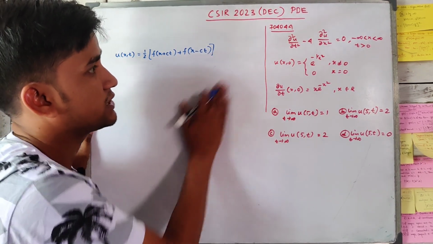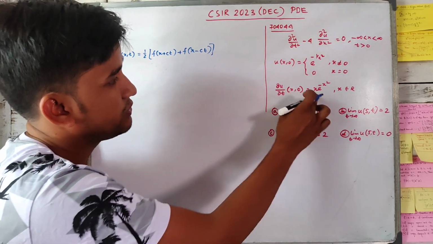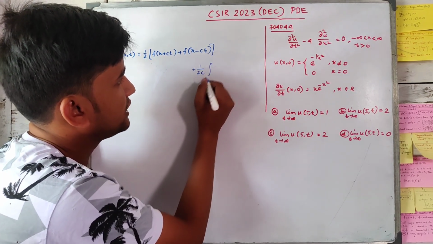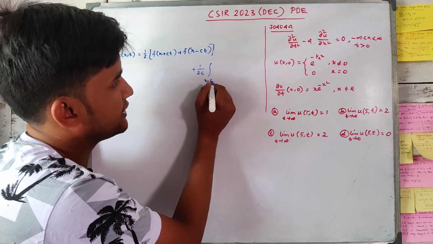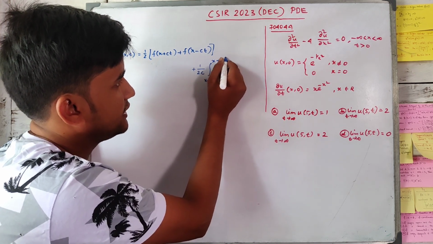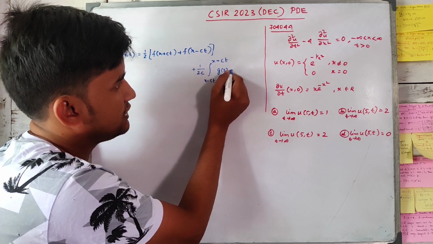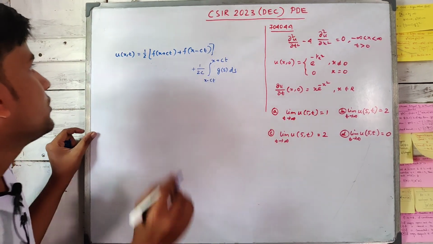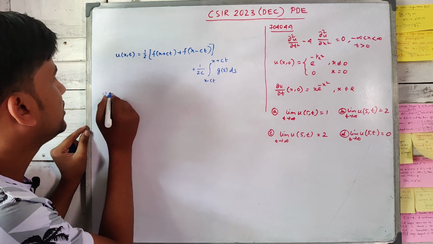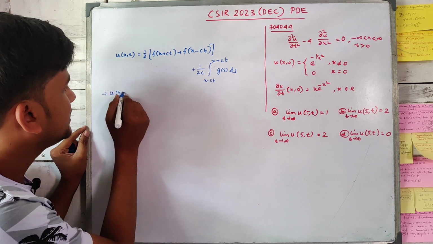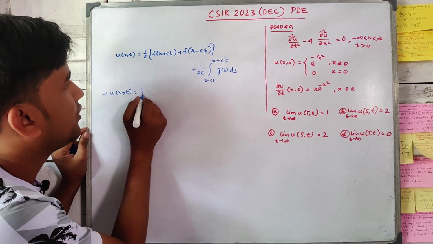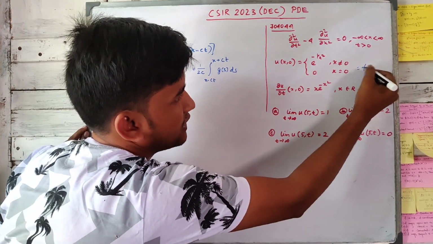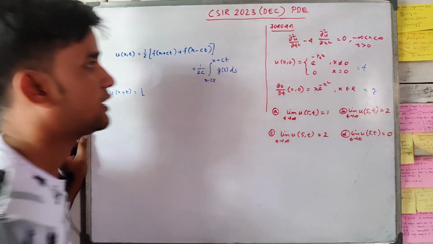For this non-homogeneous solution, we know that if we use this function, then this is equal to 1 by 2c integration from x minus ct to x plus ct of g(s) ds, if we take this function as g. So u(x,t) is equal to half of, if we write the f function, this one. This is the f function and this is the g function.